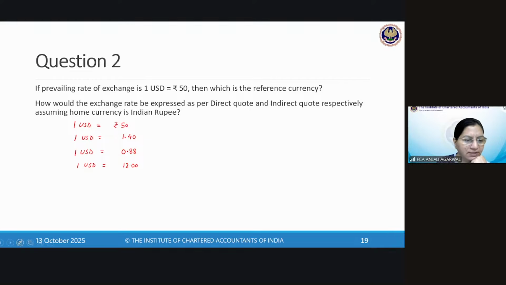Which one is correct? Which one is correct here? This is correct. This is correct. This is correct. This is correct. All are correct.